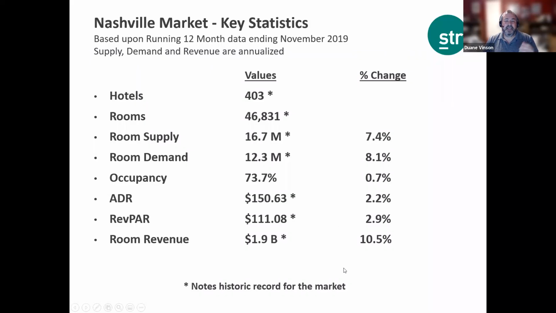Okay. Now we've got all of our information pulled together. We're ready to put this on our slide. Here's an example of our current statistics slide for Nashville. We're saying that there's the number of hotels, number of rooms, and then we're including the room supply, room demand, occupancy, ADR, RevPAR, and room revenue. We're noting that it is a historic record. I would also note that be sure you mention if it's a historic high or low, because right now it could be a historic low record, right?